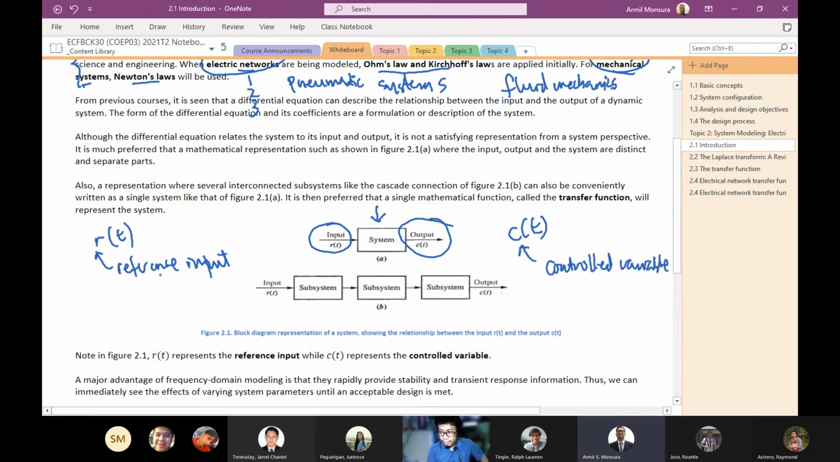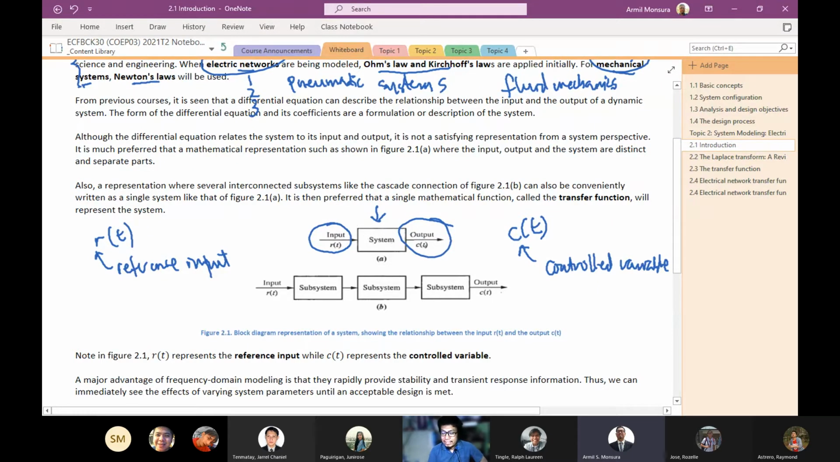So, you associate now reference with input and control variable with output. Para maalala nyo na yung R of T ay nasa input side, tapos yung C of T ay nasa output side. Okay. Now, using these signals, R of T at C of T, our system is described using a differential equation.